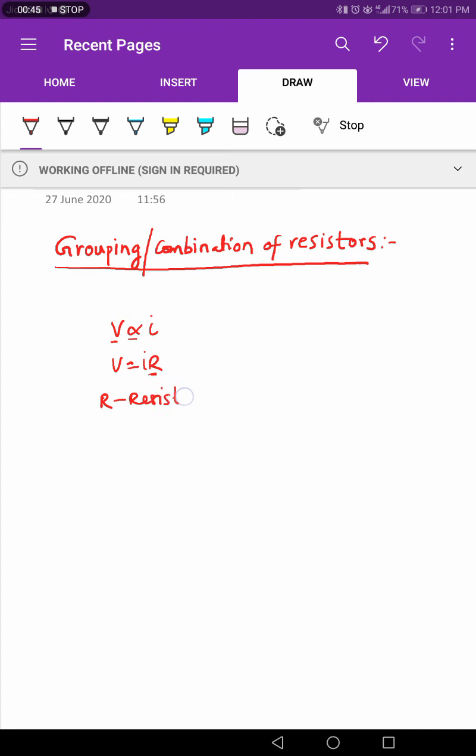We also discussed the factors affecting the resistance. Resistance is affected by the length and area, temperature, and it also depends on the nature of the material. So we write R equals rho L by A, where rho is the specific resistance of the conductor. One more important point: the specific resistance is independent of the dimensions of the conductor. It depends only on the nature and temperature of the conductor.